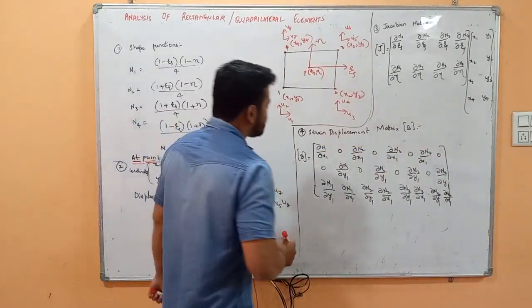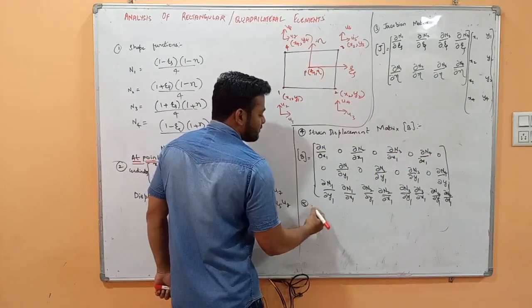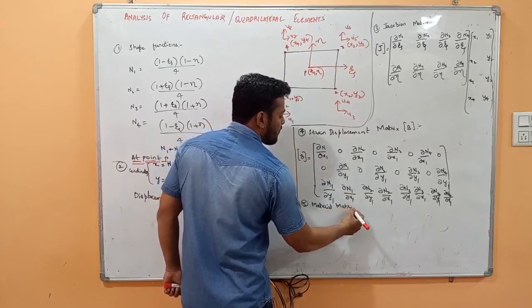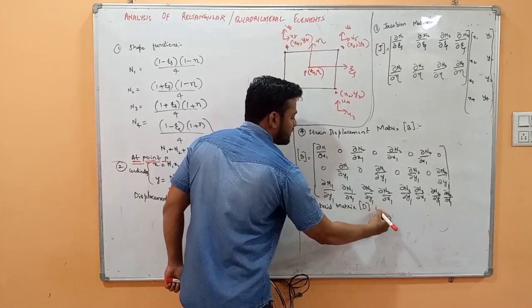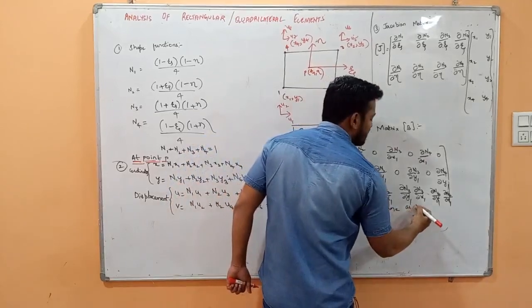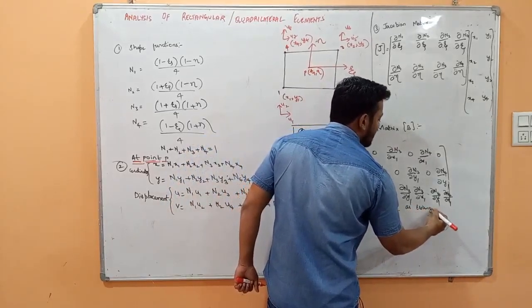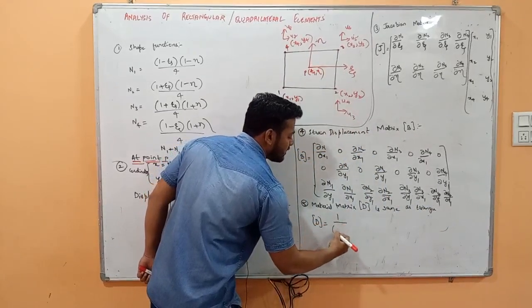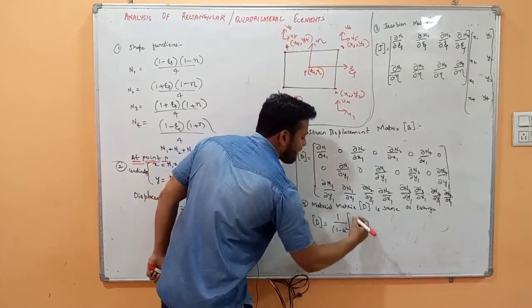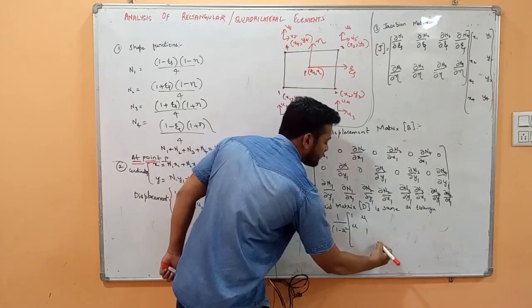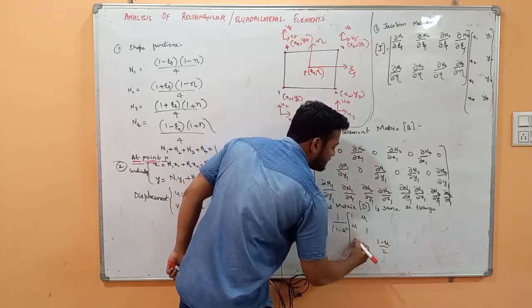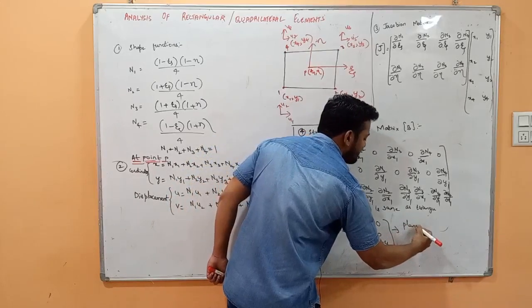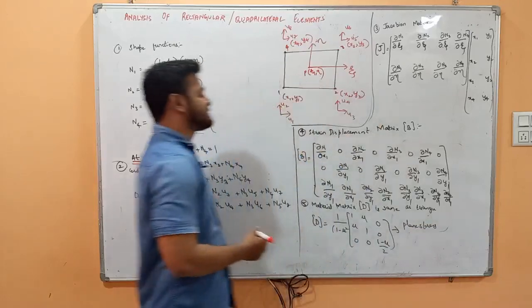So once we get the strain displacement matrix, the material matrix D formula is the same as for triangular elements. What was the D formula there? D is equal to E by 1 minus mu square, times the matrix 1, mu, 0; mu, 1, 0; 0, 0, (1 minus mu) by 2. So this was the formula for plane stress. This formula was the same in triangular elements as well.